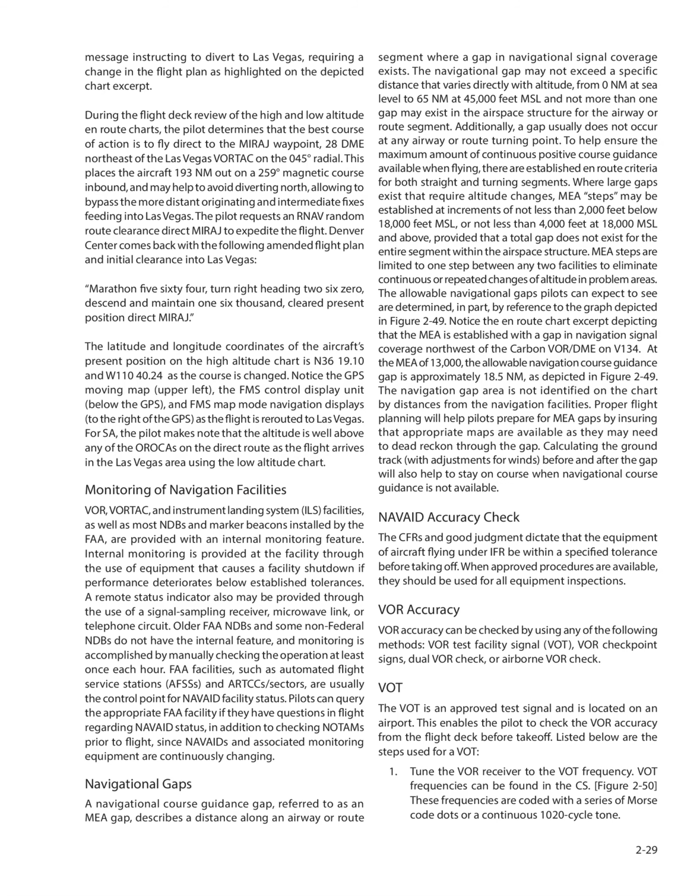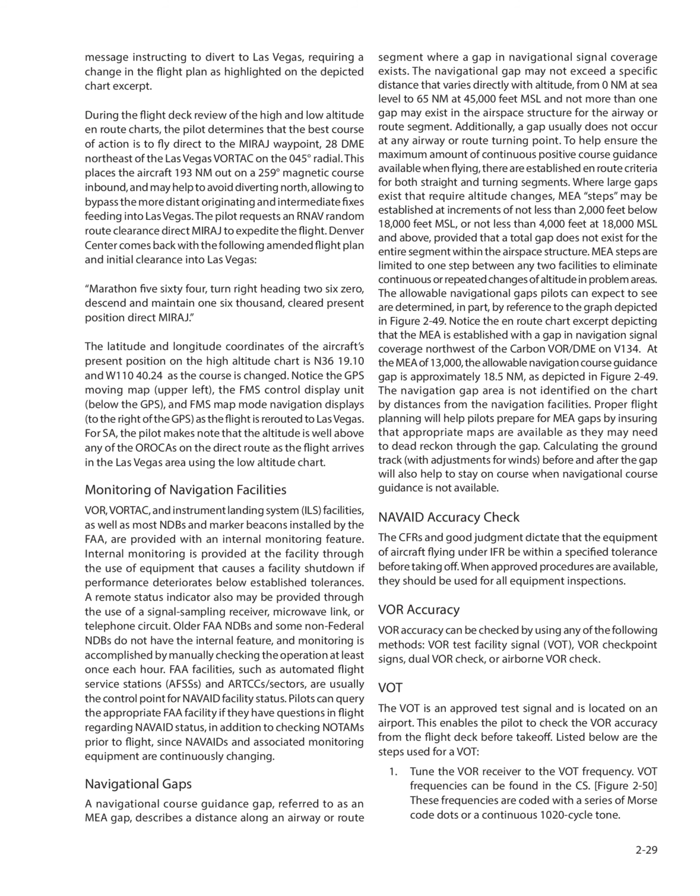NAVAID accuracy check. The CFRs and good judgment dictate that the equipment of aircraft flying under IFR be within a specified tolerance before taking off. When approved procedures are available, they should be used for all equipment inspections. VOR accuracy can be checked by using any of the following methods: VOR test facility signal (VOT), VOR checkpoint signs, dual VOR check, or airborne VOR check.